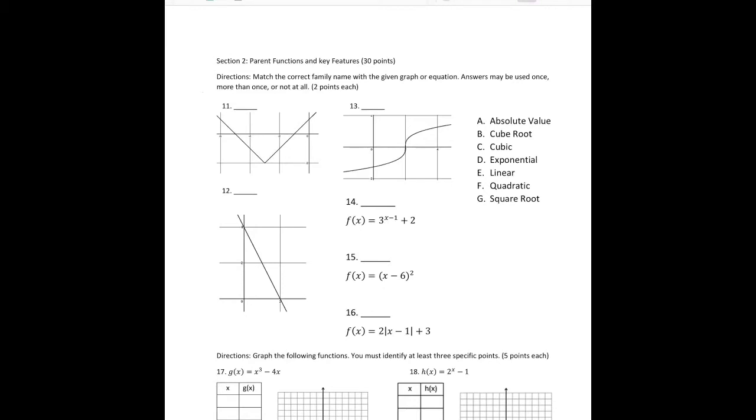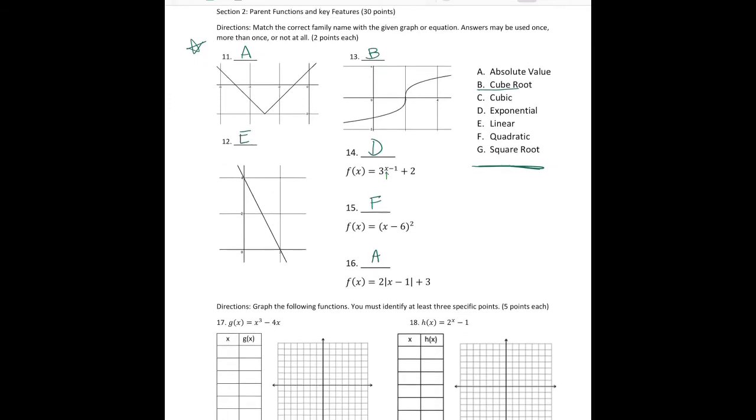For section 2, you're just going to be matching the shape with whatever's there. For example, since this is a V, the parent function is an absolute value. For number 12, it's a straight line, so it's linear, which is E. Number 13 is like a squashed thing, so it's actually a cube root, so that's B. For number 14, the X is in the exponent, and when that happens, it's always going to be exponential, even if it's not 2. For number 15, this is a quadratic because it's squared, and for number 16, that's an absolute value.